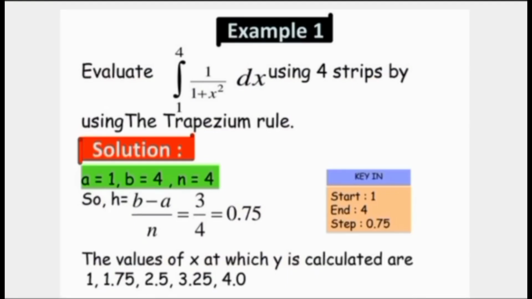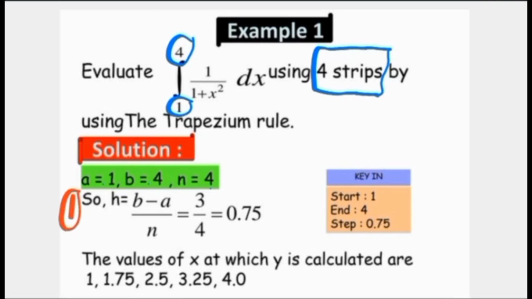Here it is. So first, we need to abstract the information given, which is our upper limit and lower limit. So a equals to 1 and b equals to 4. And next, the n will be the stripes given. It is always given in the question. So 4 stripes, so the n equals to 4. So first, we can know the h. We can calculate the h, which is 0.75.